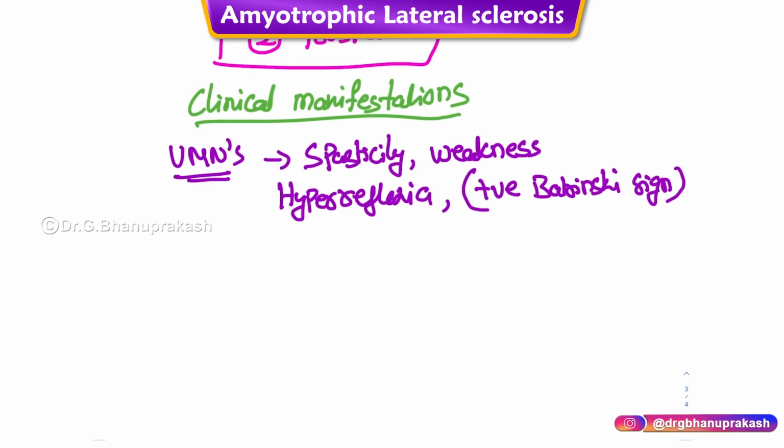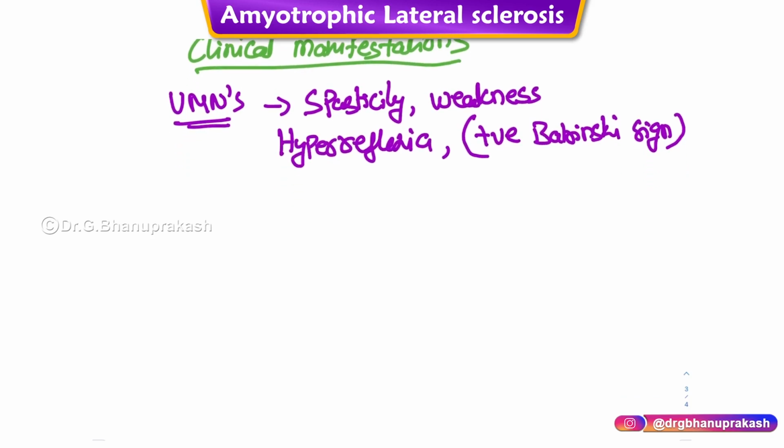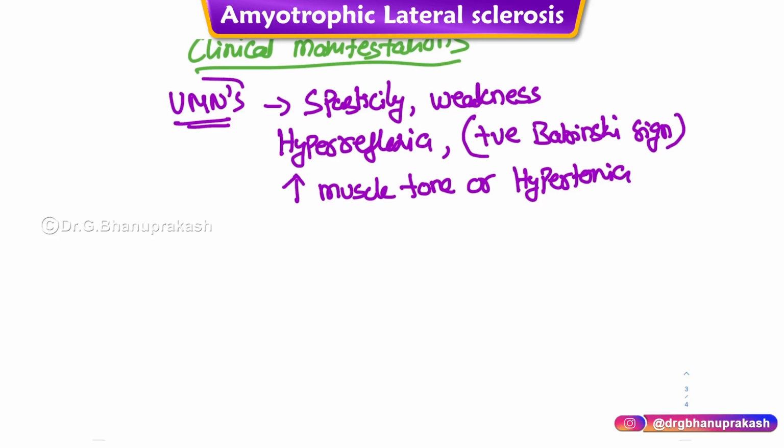In the upper motor neuron lesion, there will be spasticity, weakness, hyperreflexia, positive Babinski sign, and also another very important manifestation will be increased muscle tone. We know there will be a flaccid paralysis in the lower motor neuron lesion, and spastic paralysis in the upper motor neuron lesion. So there will be increased muscle tone, or hypertonia. These are the important manifestations of upper motor neuron lesions.